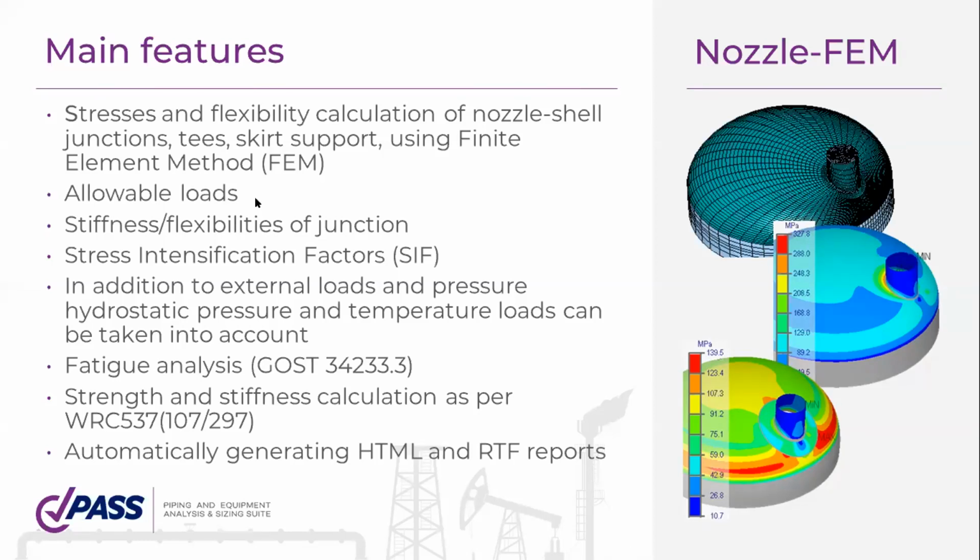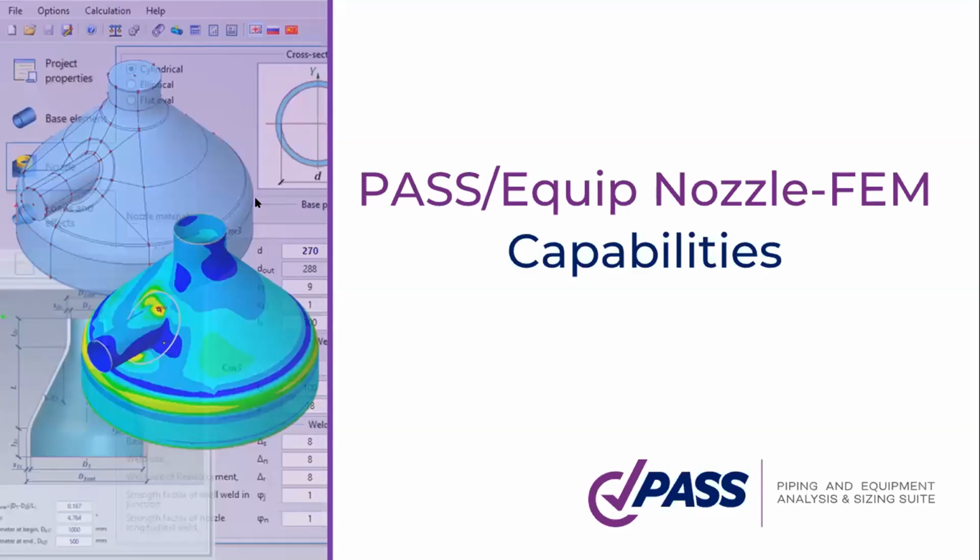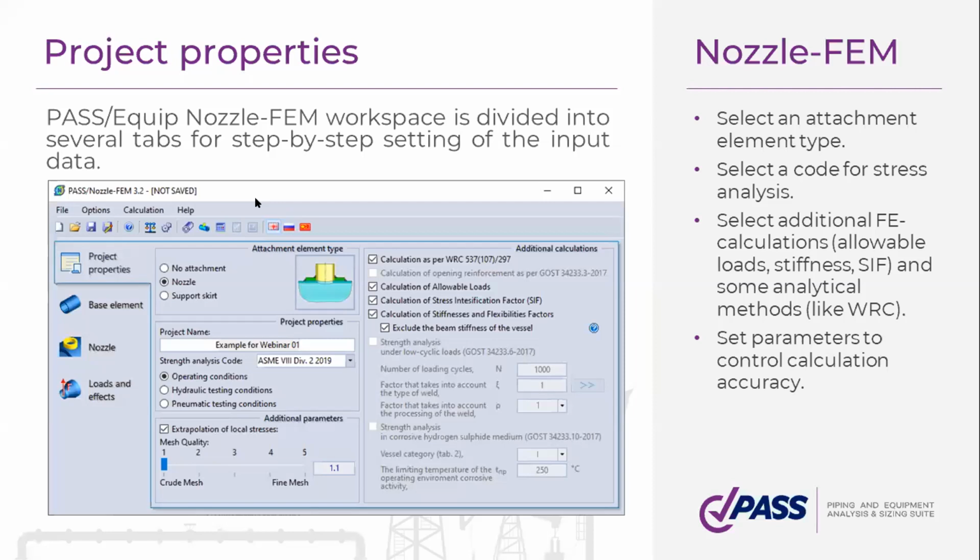So let's look in more detail at Nozzle-FEM capabilities. This is what the window of the program looks like. You have 4 tabs, and to make these calculations, first, you need to select the attachment element type, so what kind of connection or junction you are going to calculate. Second, you need to select your national or international code for stress analysis.